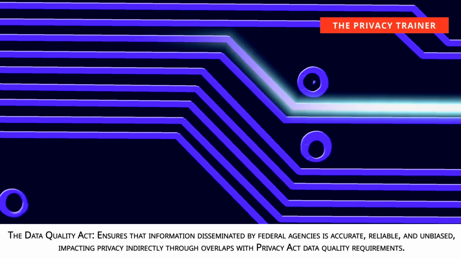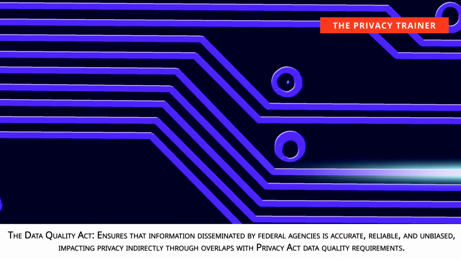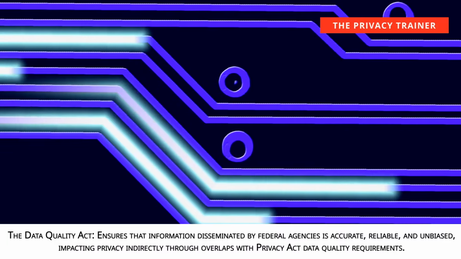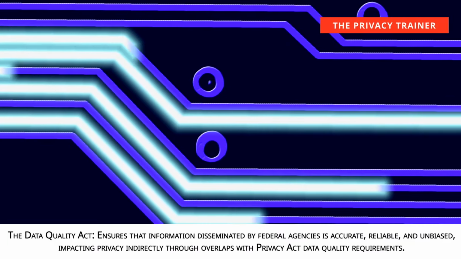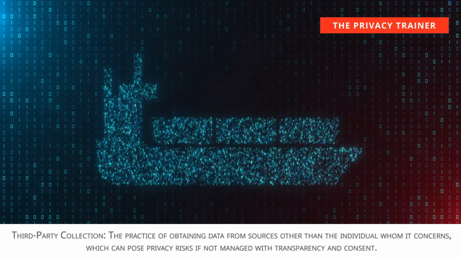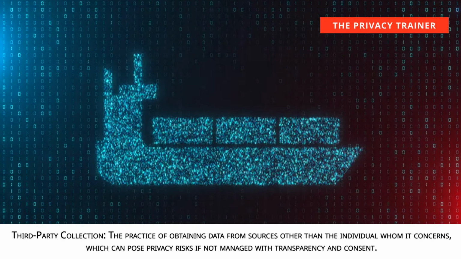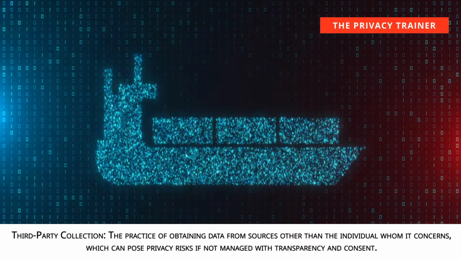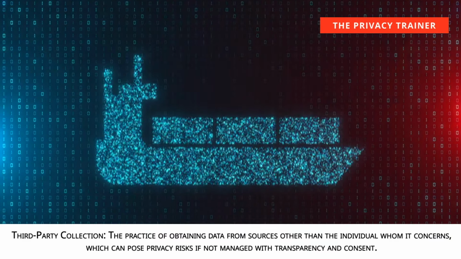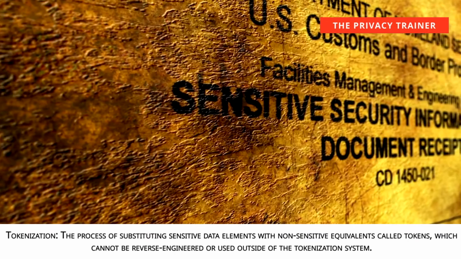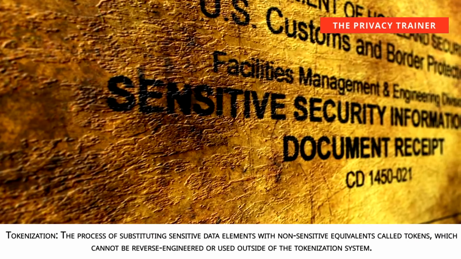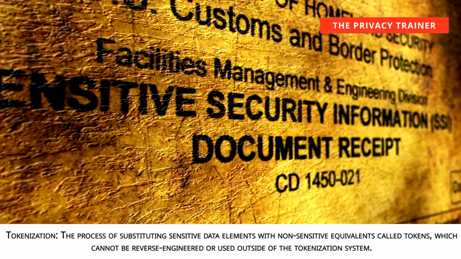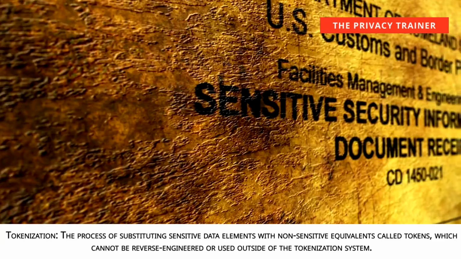The Data Quality Act ensures that information disseminated by federal agencies is accurate, reliable, and unbiased, impacting privacy indirectly through overlaps with Privacy Act data quality requirements. Third-party collection. The practice of obtaining data from sources other than the individual whom it concerns, which can pose privacy risks if not managed with transparency and consent. Tokenization. The process of substituting sensitive data elements with non-sensitive equivalents called tokens, which cannot be reverse engineered or used outside of the tokenization system.